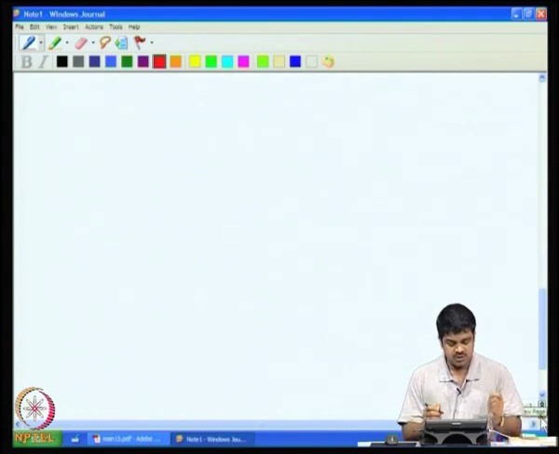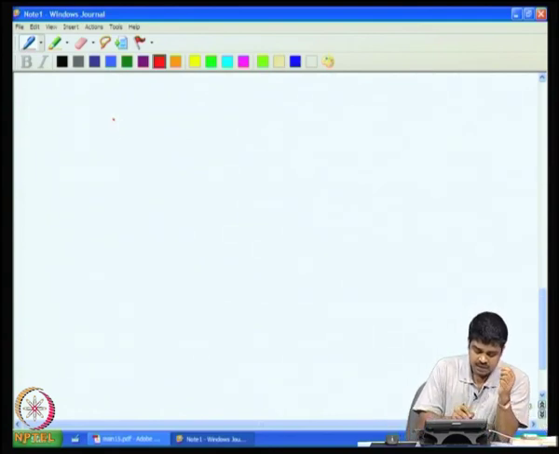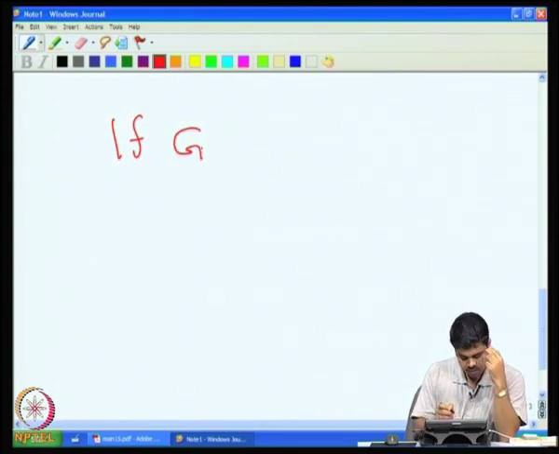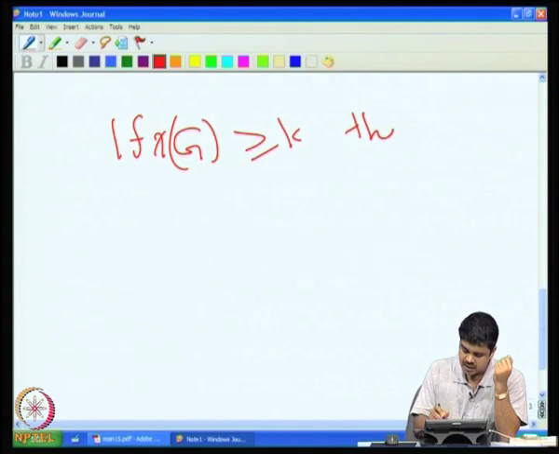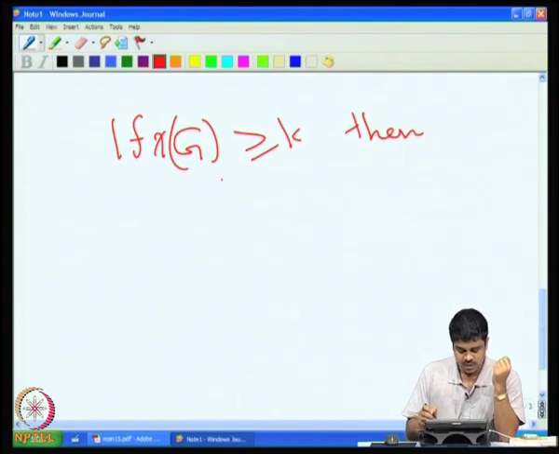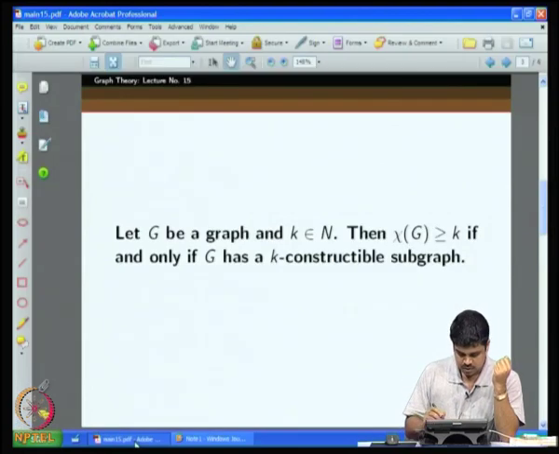Now, the other part of the statement says that if G is a graph such that the chromatic number of G is greater than or equal to k, then there exists a subgraph in G such that it is k constructible. This is what, right. So, let G be a graph and k an element of N. Then the chromatic number of the graph is greater than or equal to k if and only if G has a k constructible subgraph in it.